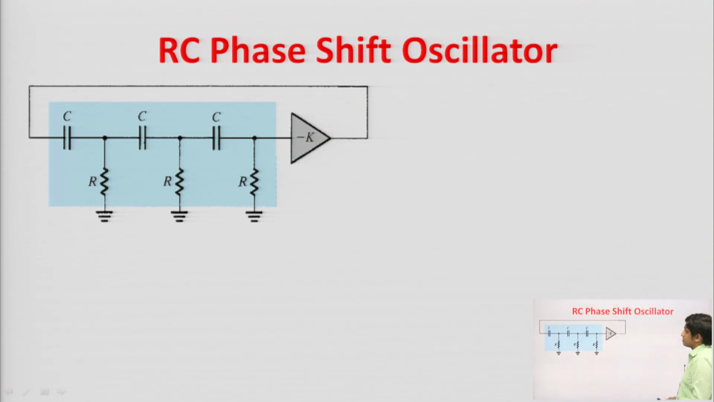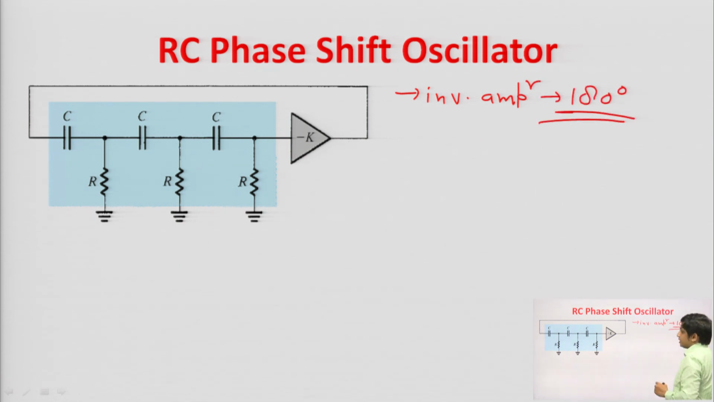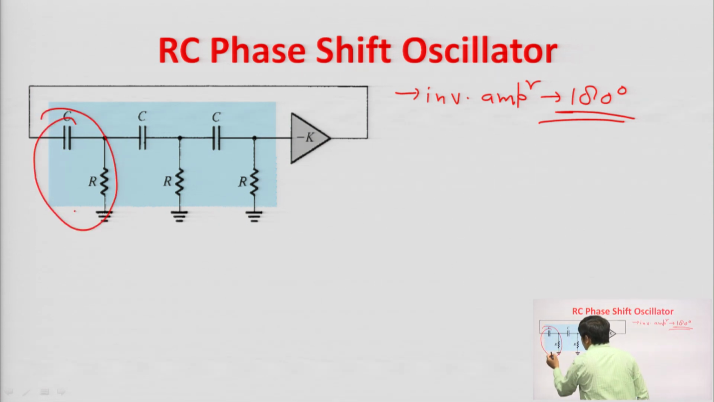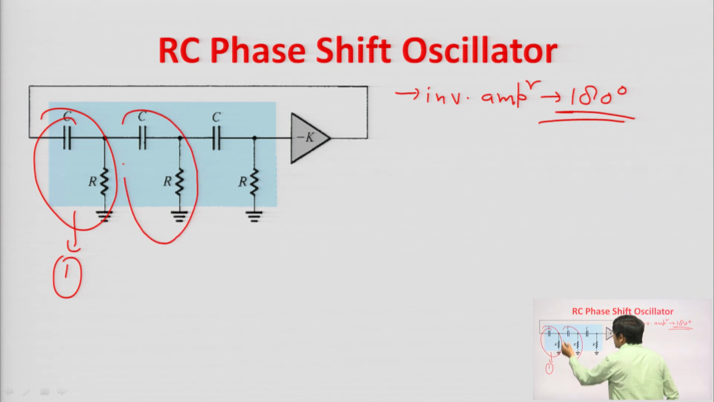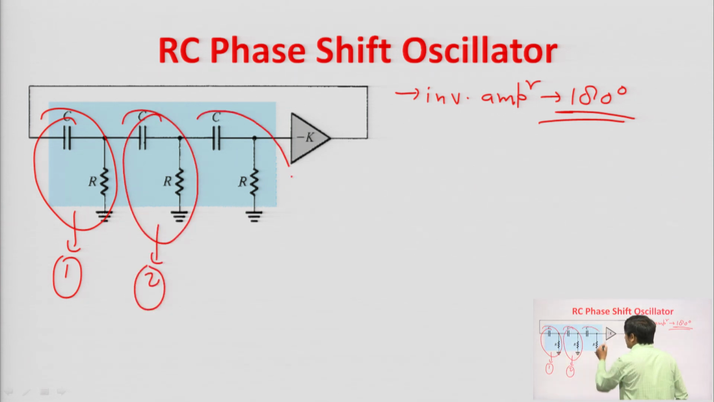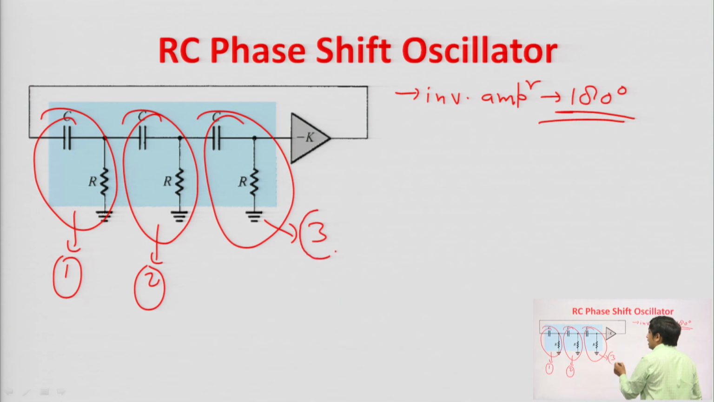Next is the RC phase shift oscillator. In RC phase shift oscillators, we are using an inverting amplifier. An inverting amplifier gives us a phase shift of 180 degrees. It means that the feedback network should provide another 180 degrees. To get another 180 degrees, what do we do? We use 3 RC sections. This one is the first RC section, this one is the second RC section, and this one is the third RC section, and the values of these RC are very important.